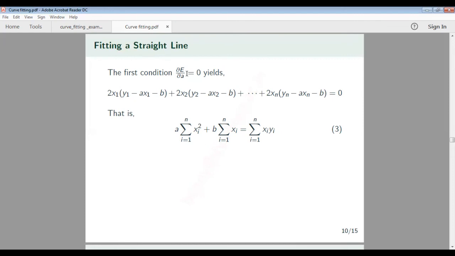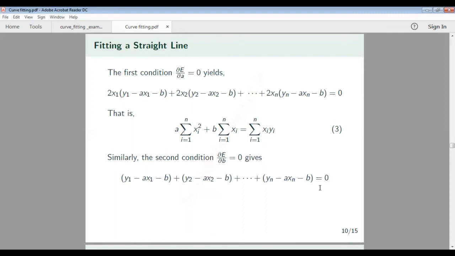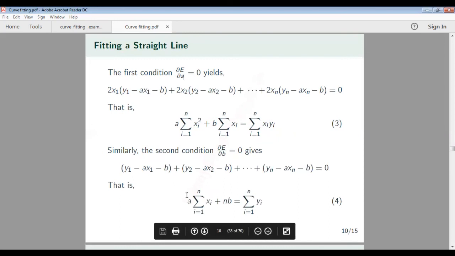Likewise, we can take the partial derivative of E with respect to b, and we get this as the result: (y1 minus ax1 minus b) plus (y2 minus ax2 minus b) plus etc., plus the last term (yn minus axn minus b), equal to 0. From this equation, we can take the general form as a into sigma i equal to 1 to n xi plus nb equal to sigma i equal to 1 to n yi.